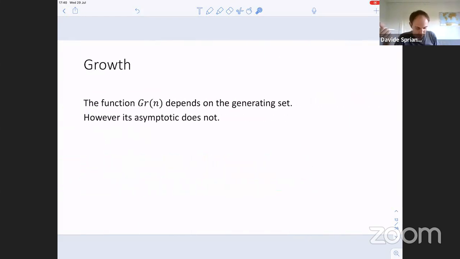But so the growth does depend on the generating set. This is not very nice, but the important part is that the asymptotic does not. I just added the very first two values, so we cannot really extrapolate anything, but you can probably believe that those grow linearly. So no matter which generating set I take, the growth in that case is going to be linear.